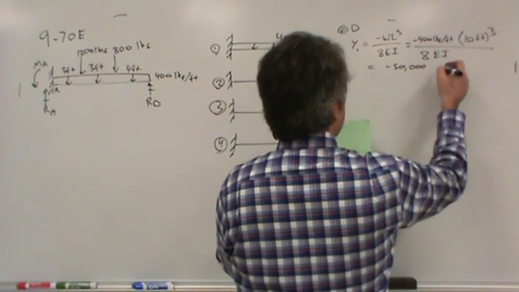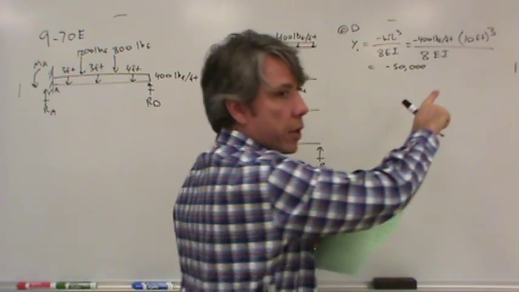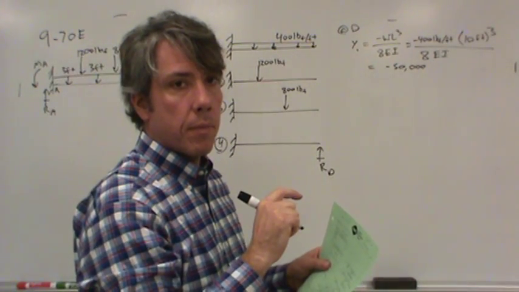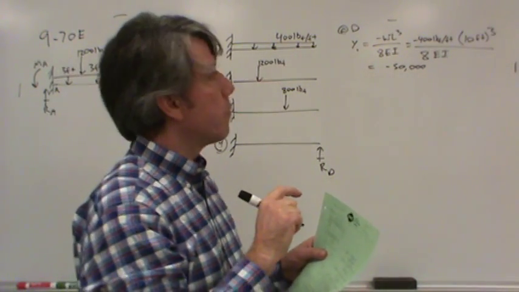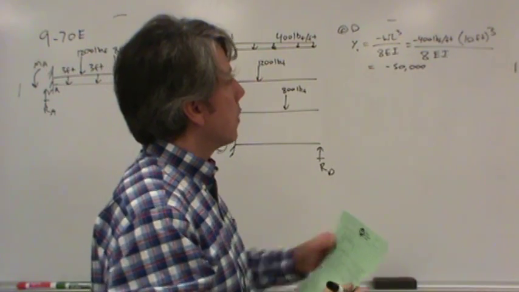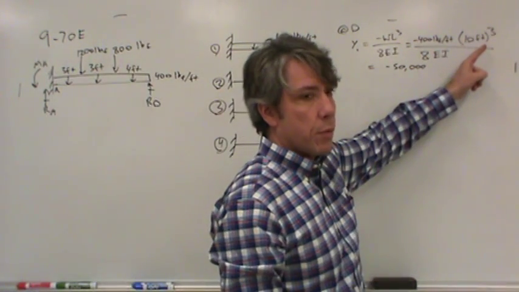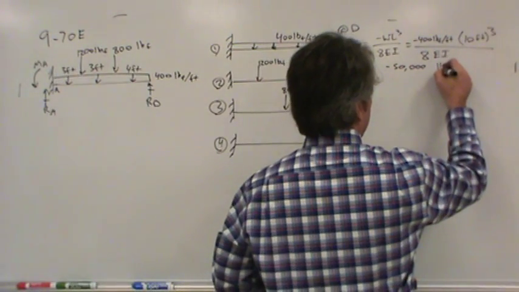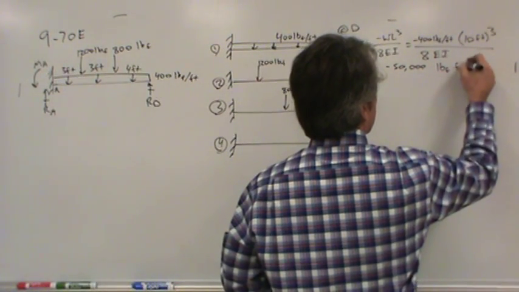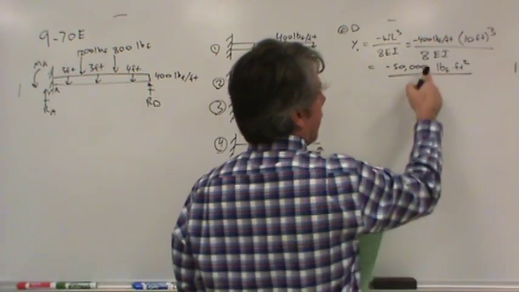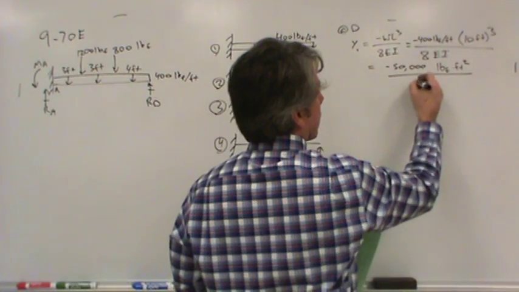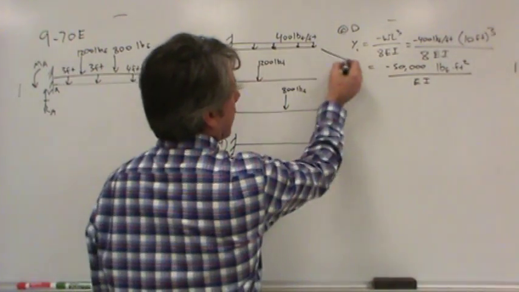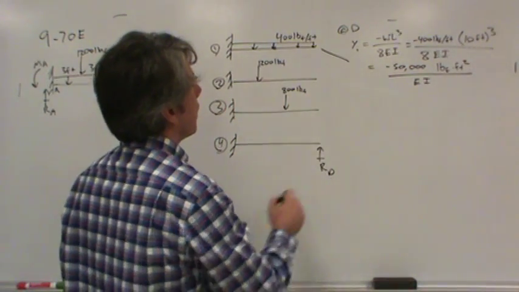So there'd be 50,000. What units would I end up with here? In the numerator at least. Almost. We got pounds per foot times foot cubed. So it would be, sorry, pounds foot squared. Good. Pounds feet squared in the numerator. And now I've factored the 8 in, so I just have EI in the denominator. Okay, so there's the first case. Now it looks like I'm going to end up running downhill a little bit.